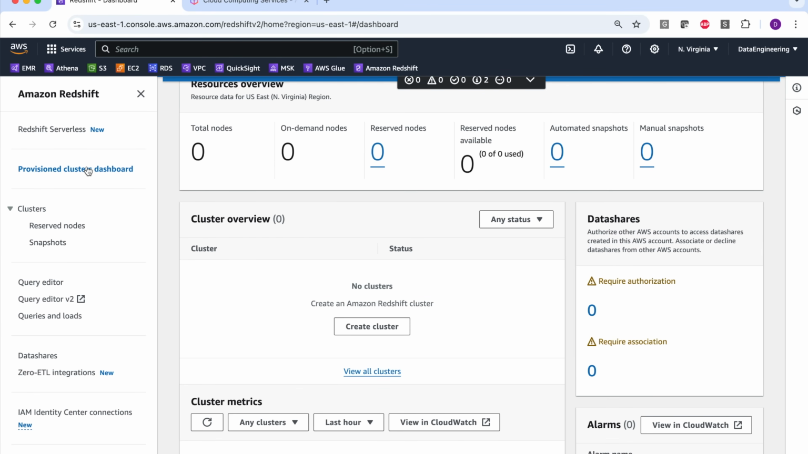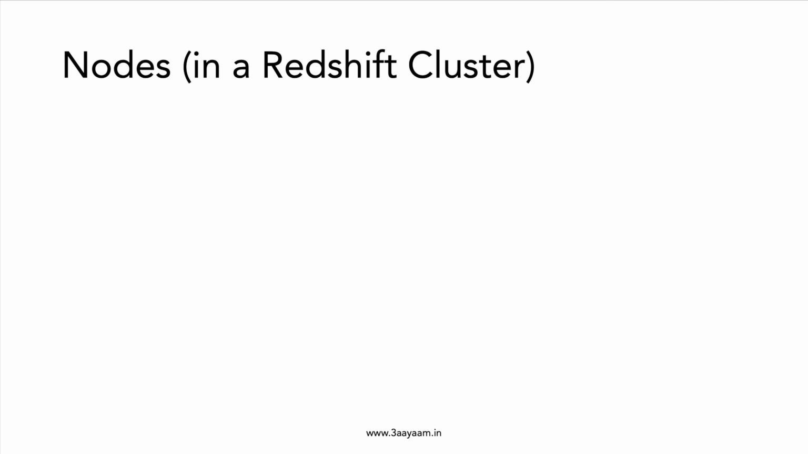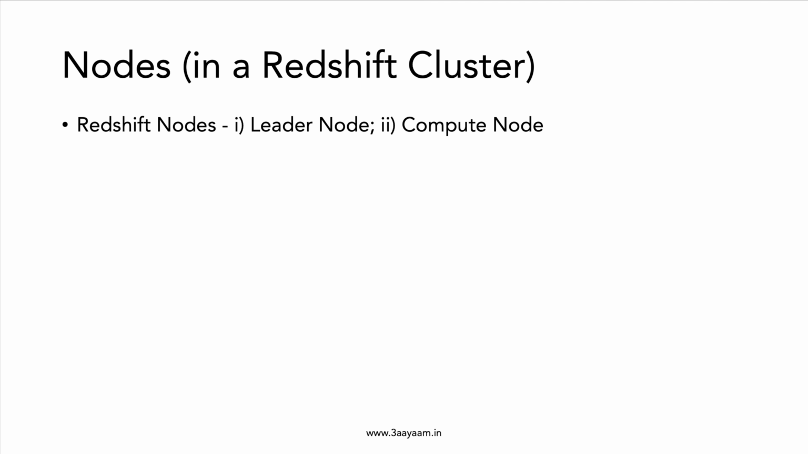So let's go back to the presentation now. Now in the console, you have seen Redshift provision cluster. So let's talk about the clusters. But before that, we need to talk about Redshift nodes. What is a node? There can be two types of Redshift nodes. One is the leader node and the other one is compute node. I will cover leader node and compute node in Redshift architecture in much more detail. But as of now, these are the two types of nodes that we see.